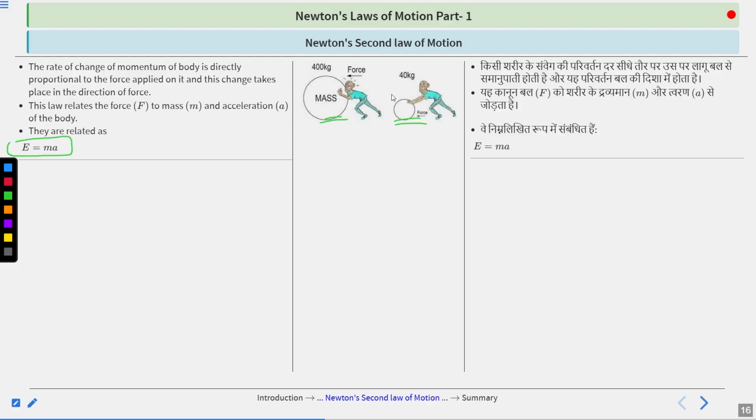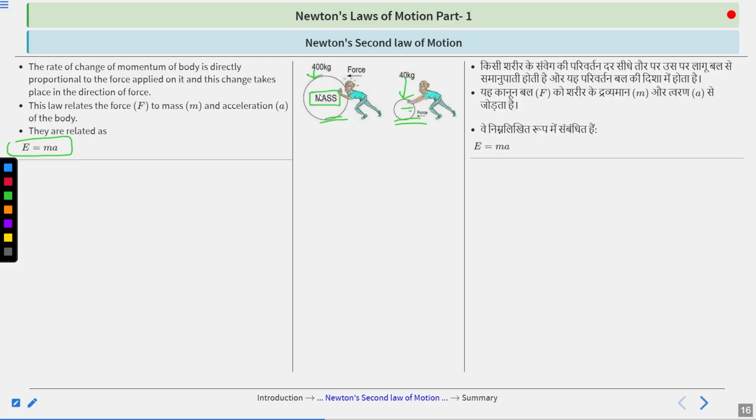So if you want to push it away, suppose this is a circular slab of 40 kg and this circular slab is of 400 kg. If I ask you to push it away, which slab will be easier for you to push, 40 kg or 400 kg? Obviously the 40 kg. Why? Because the 400 kg will have more mass in comparison to the 40 kg.